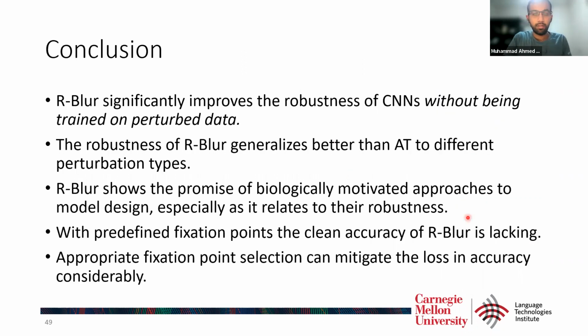In conclusion, I presented RBLUR, which is a method of simulating foveation by adaptive blurring and desaturation. And we have shown that integrating RBLUR with CNNs makes the CNNs more robust without the need of training the models on any adversarially perturbed data using adversarial training or any such thing. We also show that the robustness of RBLUR generalizes to different types of perturbation, not just small norm adversarial attacks. And this indicates the promise of biologically motivated approaches to model design, especially with regards to improving robustness.